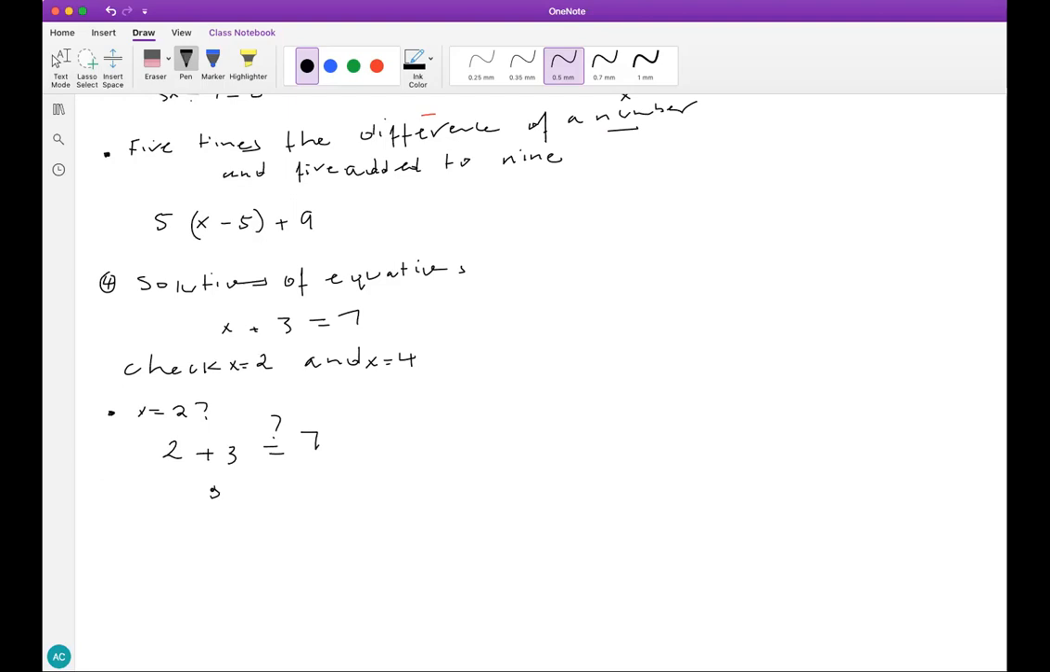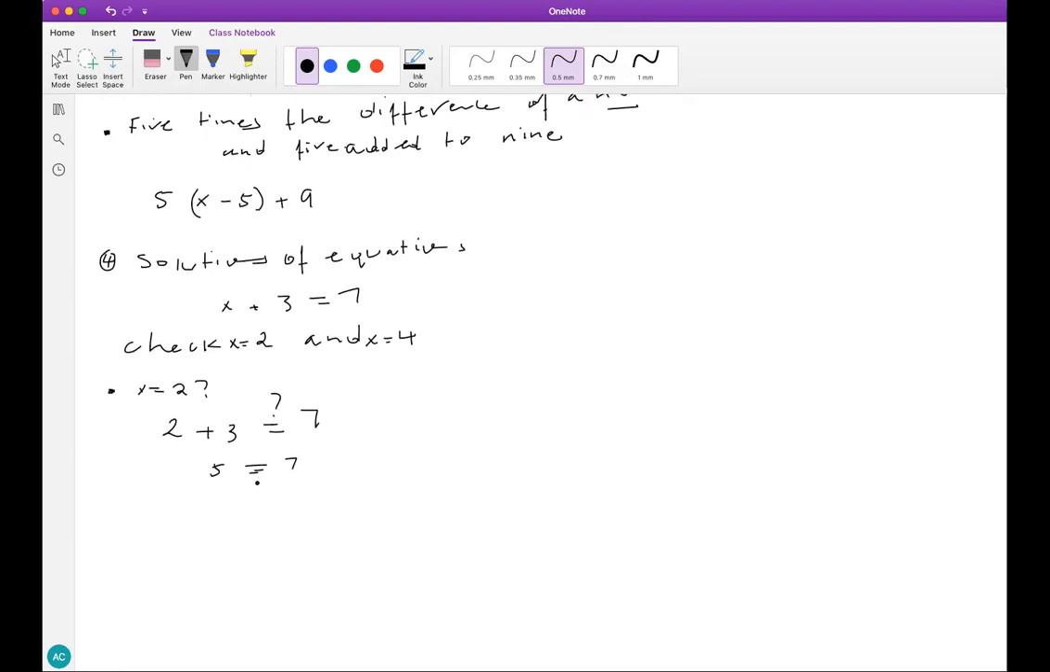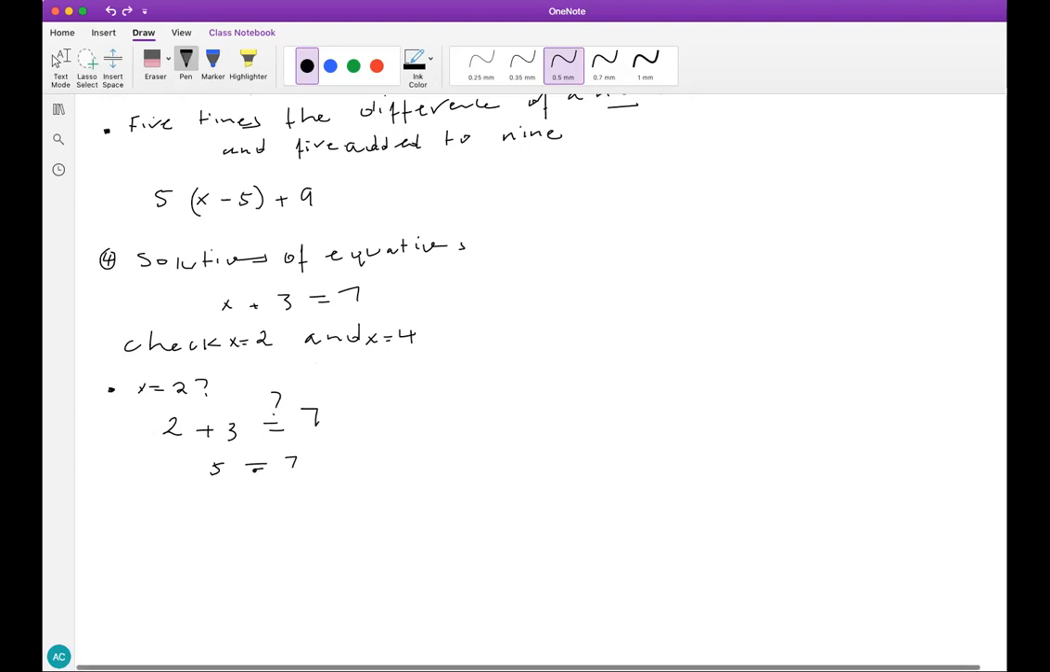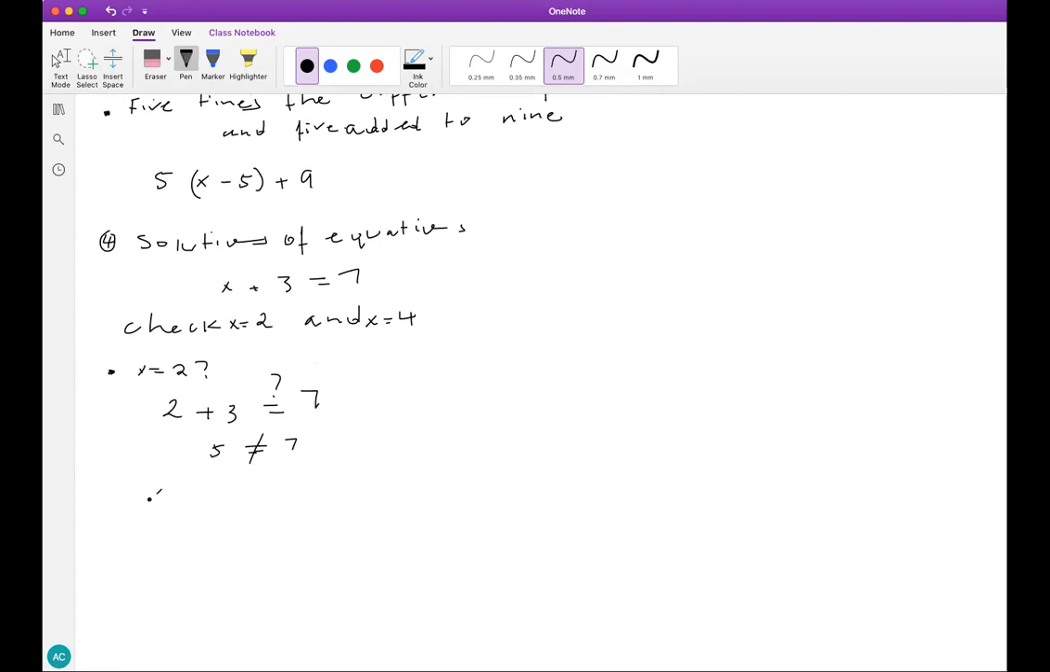So this is 5, and this is 7. So it's not equal to, but rather the opposite. We say not equal to. 5 is not equal to 7. So x = 2 is not a solution.